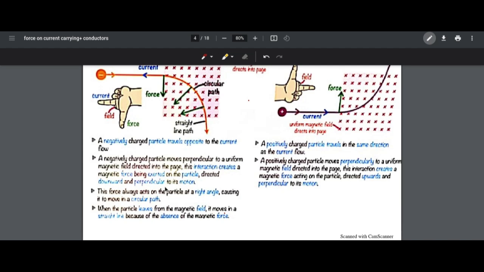Negatively charged particles move perpendicular to a uniform magnetic field with current into the page, and this interaction creates a magnetic force exerted on the particle, directed downward and perpendicular to its motion. This force always acts on the particle at a right angle, causing it to move in a circular path. If we look at the whole thing, a right angle is formed, so it curves the path toward a circular path.